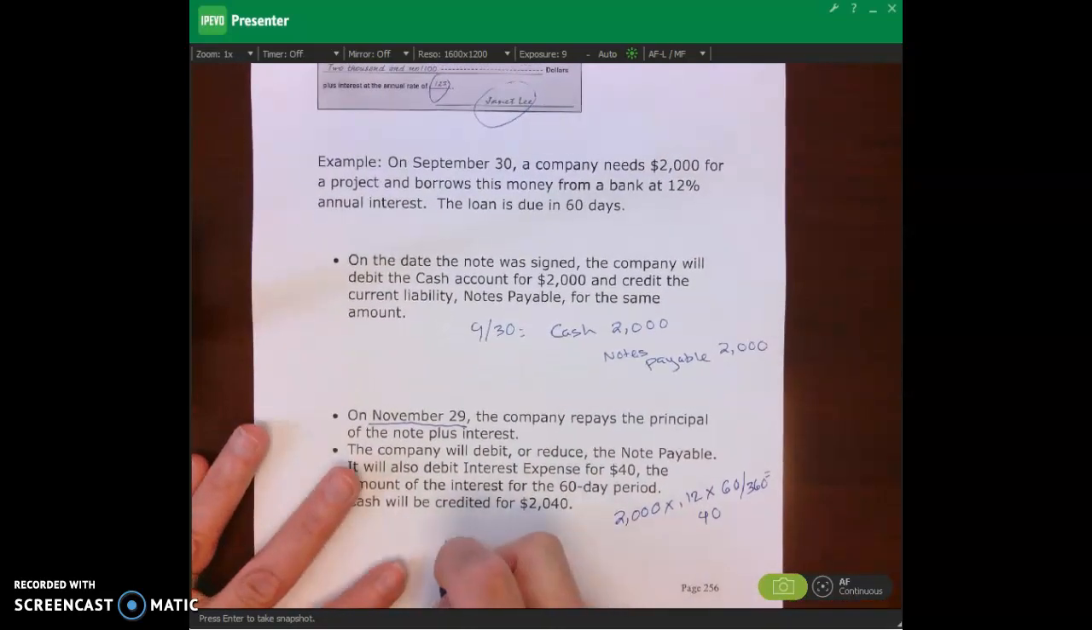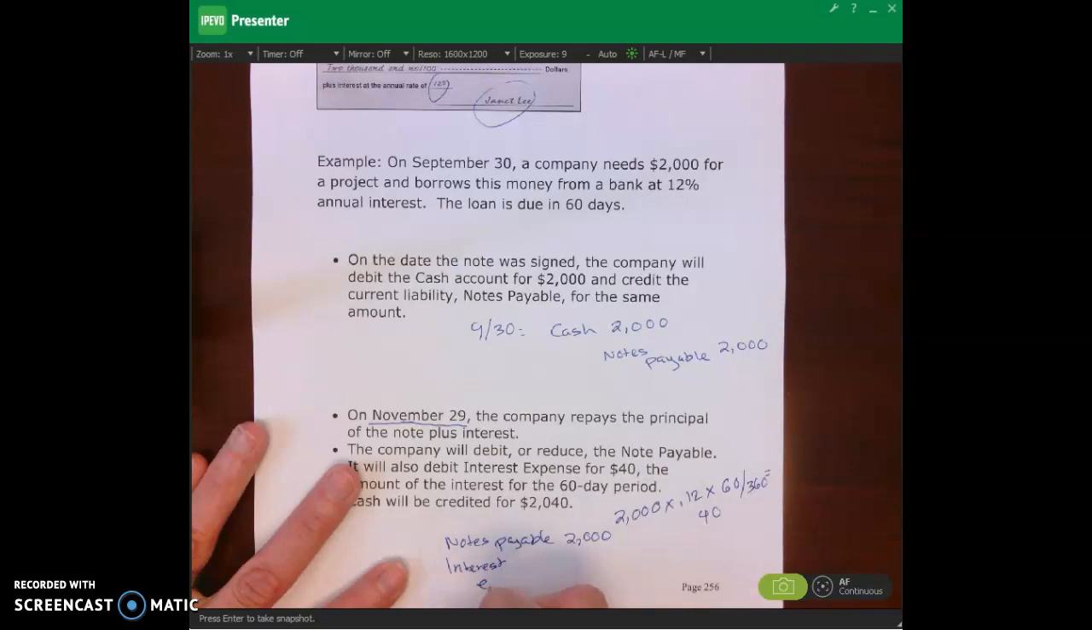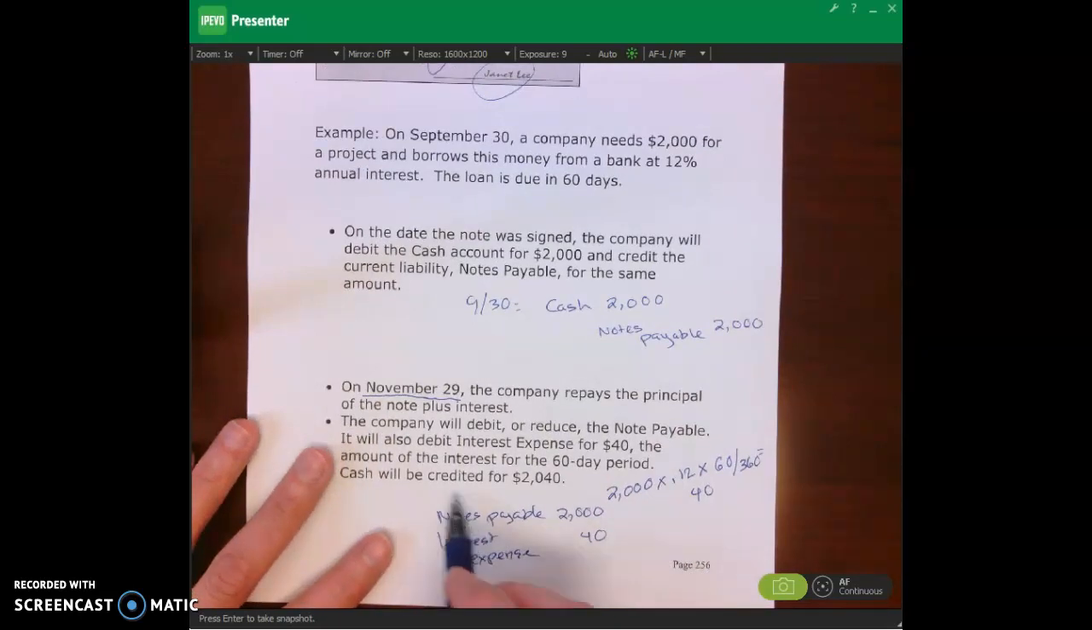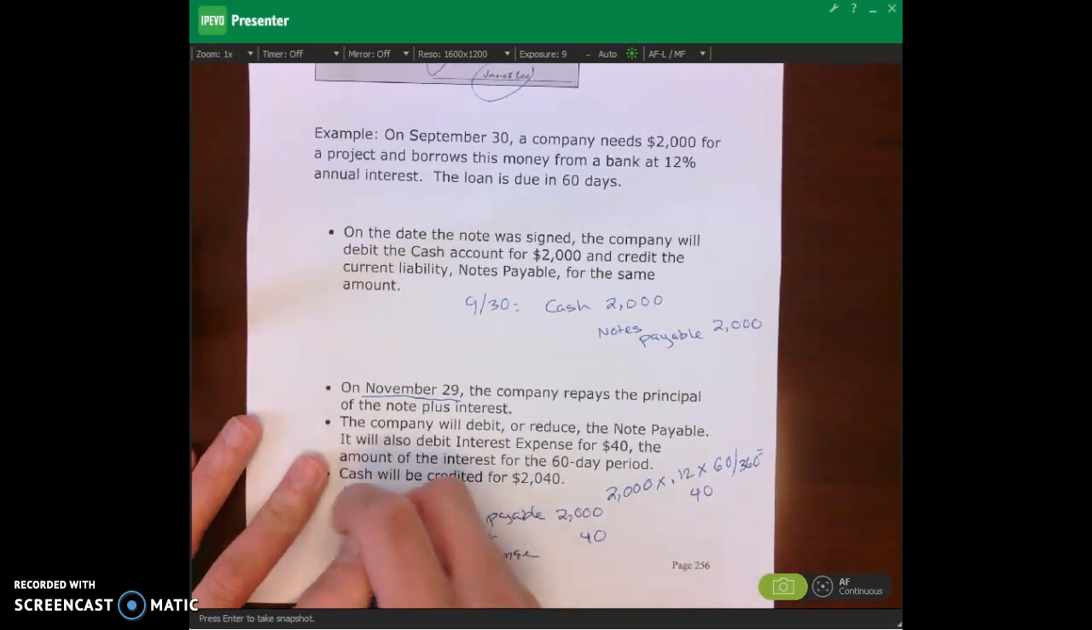So we could come over here and we will debit our notes payable for the principal, $2,000. We debit interest expense for the $40. And then what do we pay everything with? Whenever you see paid, you credit cash.